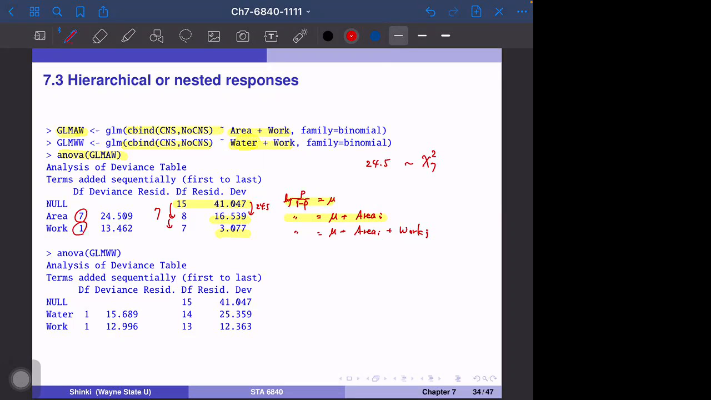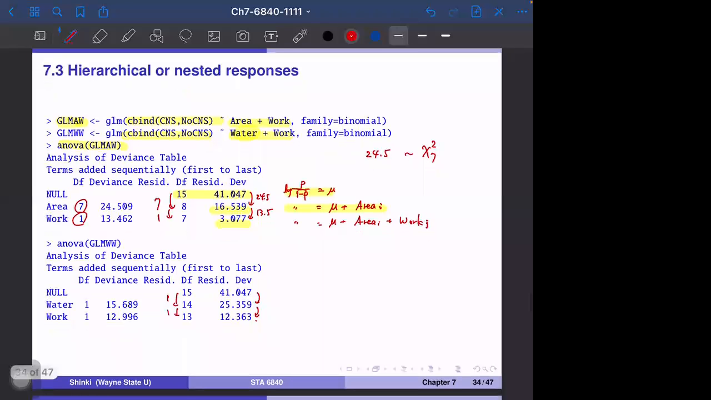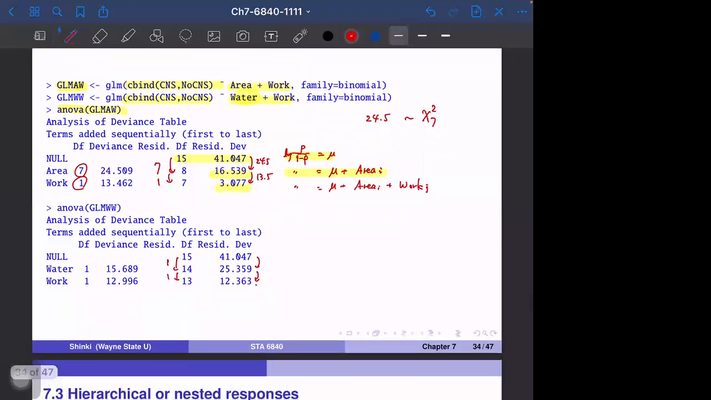And to compare this model to the full model, we get a decrease of 13.5 maybe, and only 1 increase in degrees of freedom. So probably if we include work, then the model is better. And we have the same thing here: still a pretty large improvement in residual deviance and only 1 parameter each. So it looks like both variables are useful to predict whether babies have CNS.